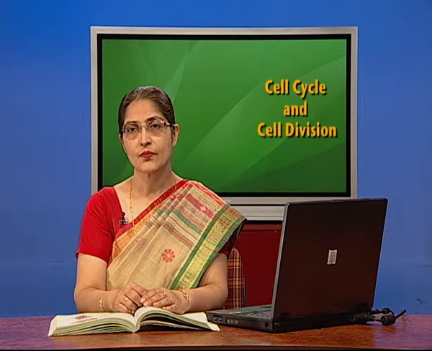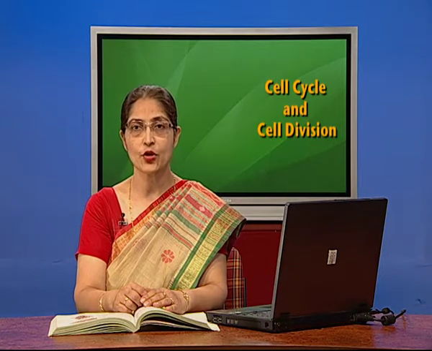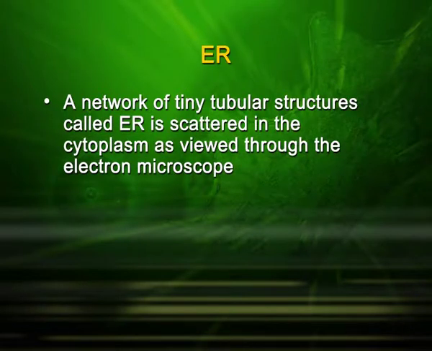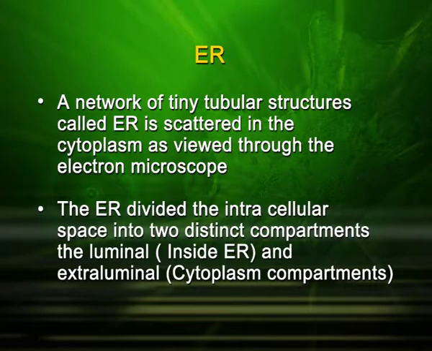Within the cytoplasm is present an extensive endomembrane system. The endomembrane system includes endoplasmic reticulum, Golgi complex, lysosomes and vacuoles. A network of tiny tubular structures called endoplasmic reticulum is scattered in the cytoplasm as viewed through the electron microscope. The endoplasmic reticulum divides the intracellular space into two distinct compartments, the luminal, inside the endoplasmic reticulum, and the extraluminal, that is the cytoplasm compartment.